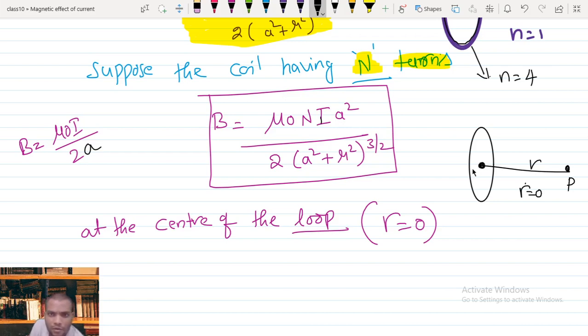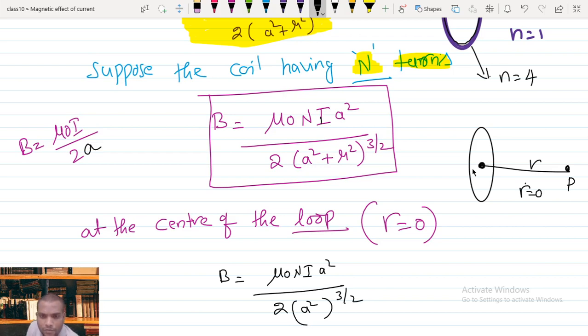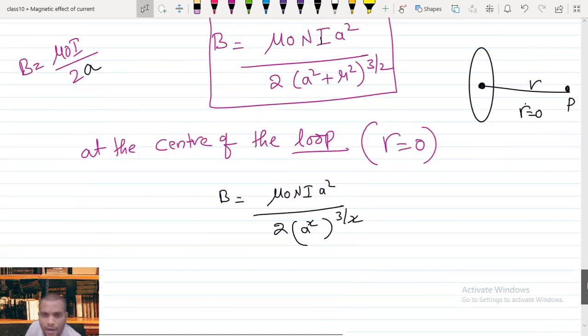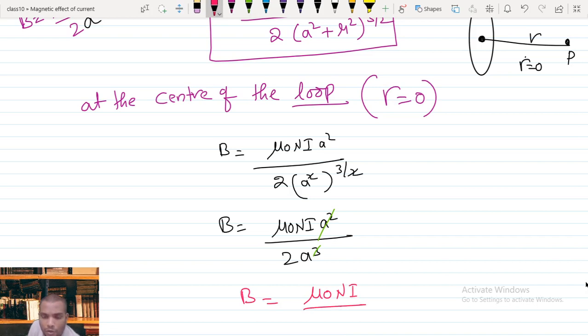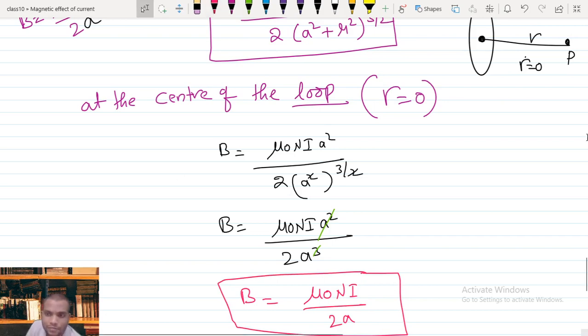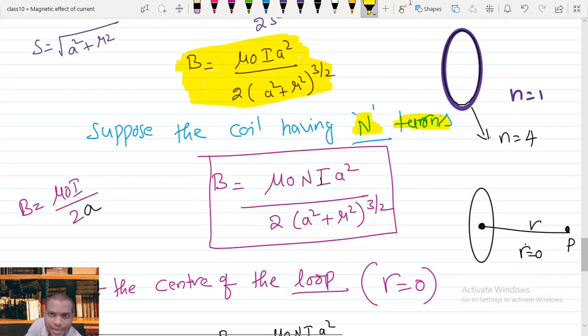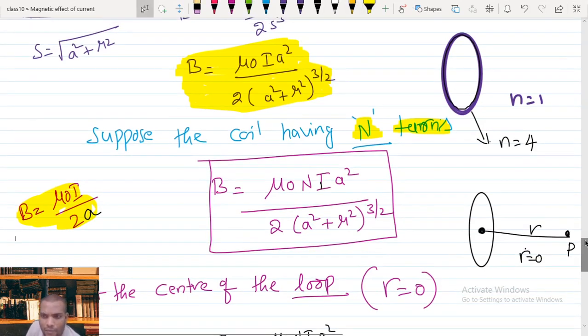When R equal to 0 in the above formula, how will it change? B equal to mu naught N I A square upon 2 times A square. In the place of R we can substitute 0, that value becomes 0 itself. So A square whole power 3 by 2. So this square gets cancelled and B equal to mu naught N I A square upon 2A cube. Again we cancel that A square in A cube. So the final expression is B equal to mu naught N I upon 2A. Here N is the number of turns. If number of turns equal to 1, it exactly matches what we calculated in the early case, B equal to mu naught I by 2A.